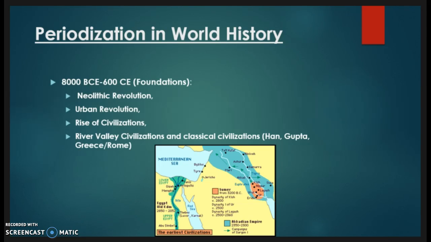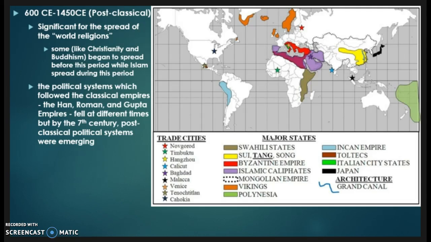AP World History and College Board use five different periods. The first is known as the foundational period, from 8000 before Common Era to 600 Common Era. This is a huge chunk of time in which the Neolithic Revolution and Agricultural Revolution occurred. We had the rise of civilizations beginning with river valley civilizations up to those classical civilizations that we just discussed. And because those classical civilizations fell and met all three of those requirements, we end up with our second period in world history, the post-classical era.